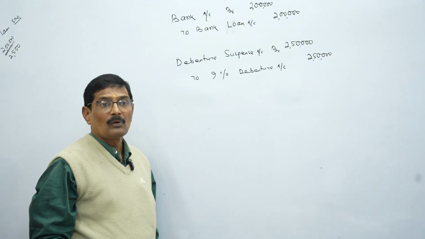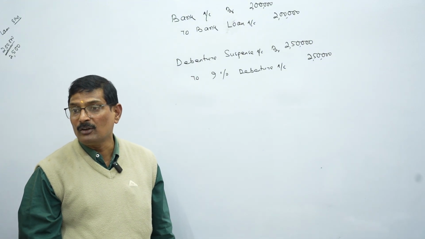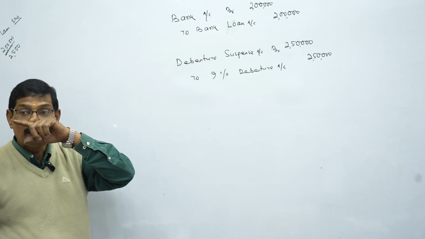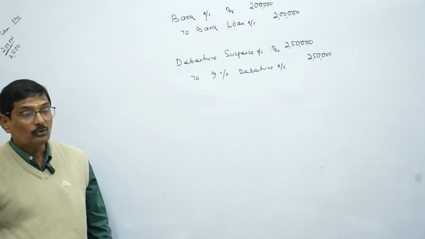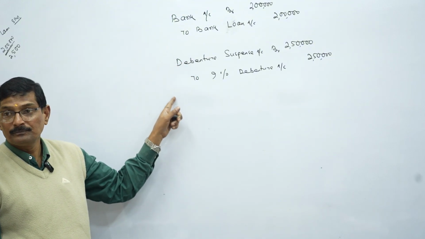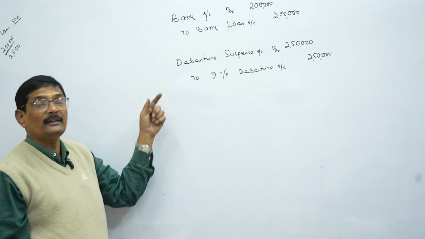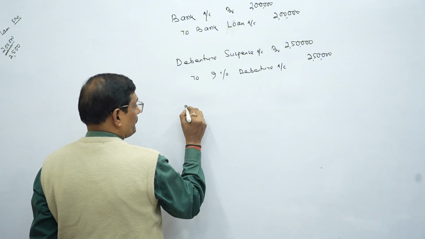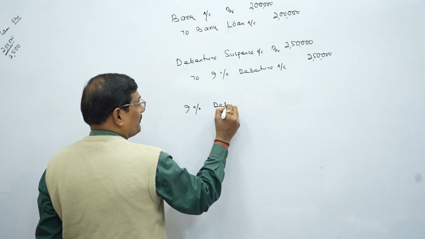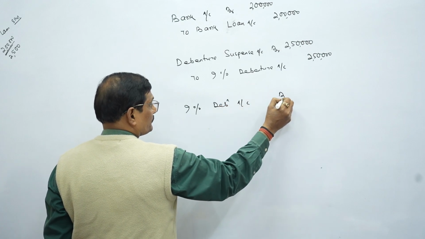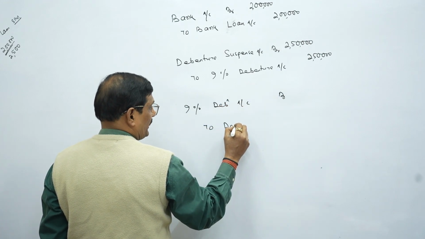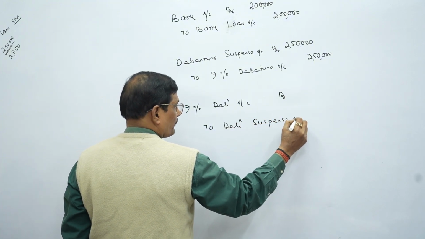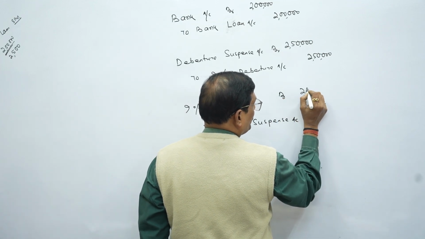Now, in due course, the company becomes defaulter and the bank disposes of these debentures to write off the loan. So first of all, we have to cancel this entry made at the time of issuing the debentures. Cancel it. 9% debenture account debit to debenture suspense account, that is 2,50,000.